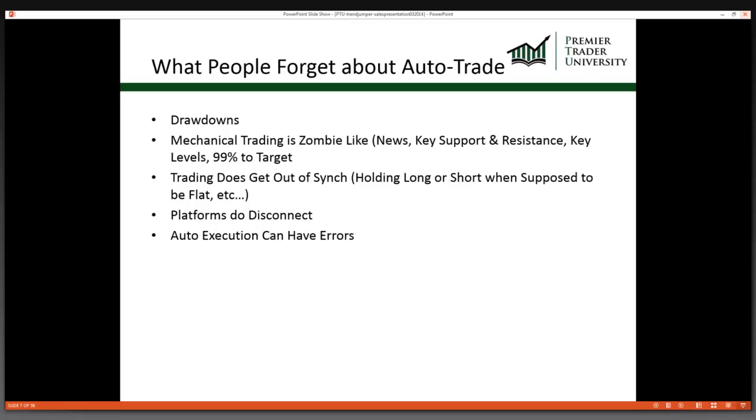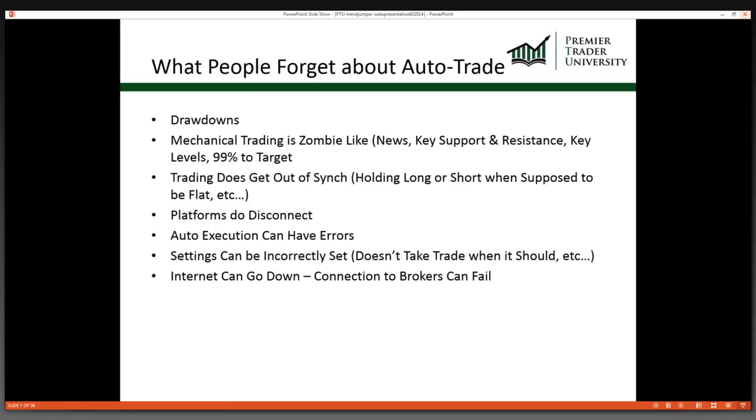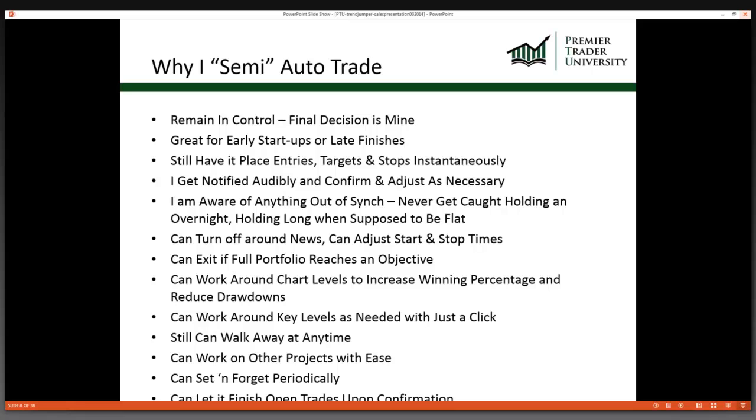You also think auto correction can never have error, or auto execution can never have errors, but I'm here to tell you it does. And there still is the mistake factor. You can set settings incorrectly. It's really easy to do something wrong when you're changing 10, 15 different numbers, and you don't notice it, unfortunately, until after the fact. And then it doesn't take a trade when it should, and then you start to go the whole revenge cycle. There's a lot that can definitely go wrong. We talked a little bit about the technical things that can factor in, like the internet can go down, the connection to the broker can fail. I mean, these are things you need to be aware of.